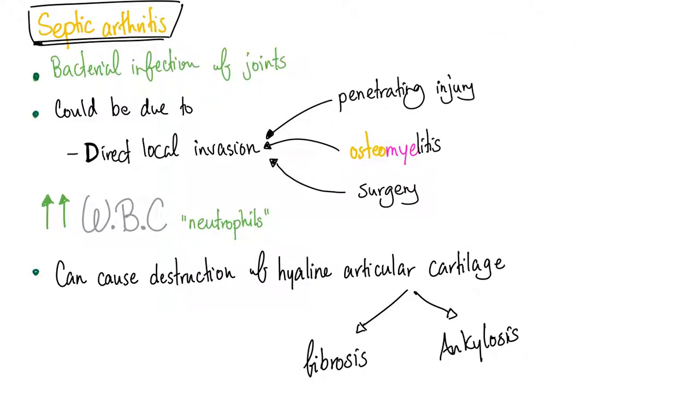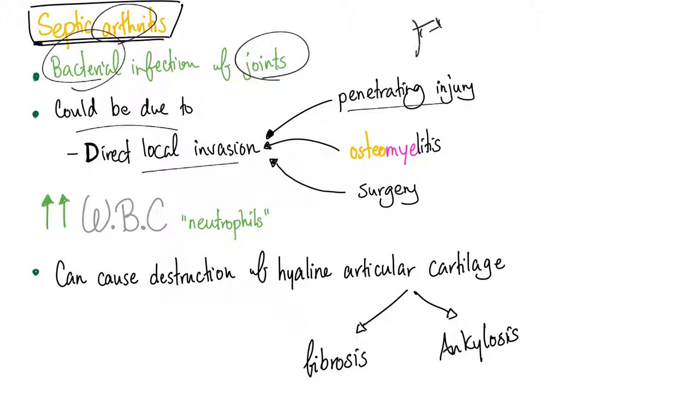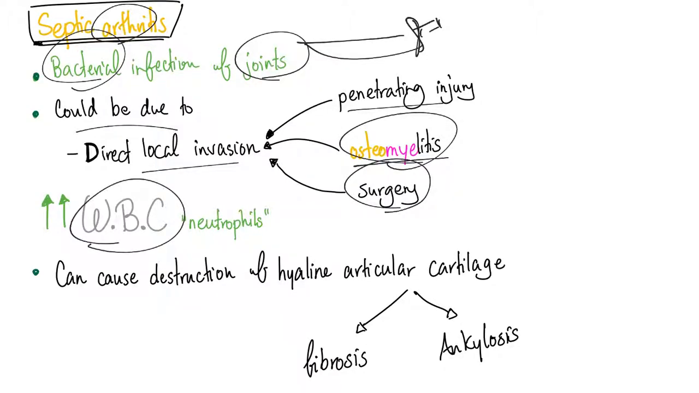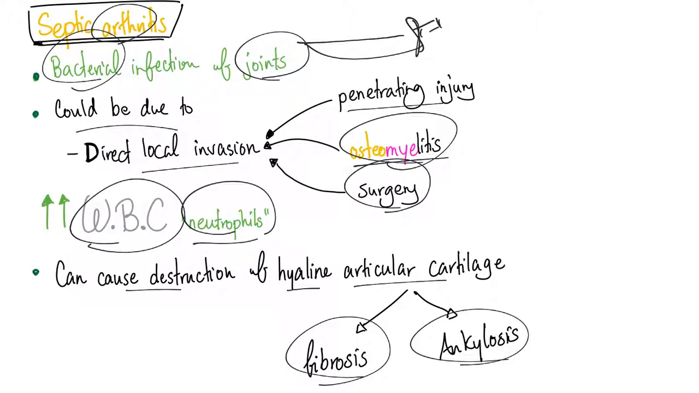Some complications of osteomyelitis. Septic arthritis. As you know, septic arthritis is bacterial infection of the joint. Arthro means joint. Could be due to direct invasion from penetrating injury, such as in wars or in trauma or gunshot wounds, osteomyelitis, or due to surgery. You'll have increased white blood cells, usually neutrophils, like a lot of them. This can lead to destruction of the hyaline cartilage, leading to fibrosis and ankylosis. Ankylosis means fusion, not to be confused with Gillette products.